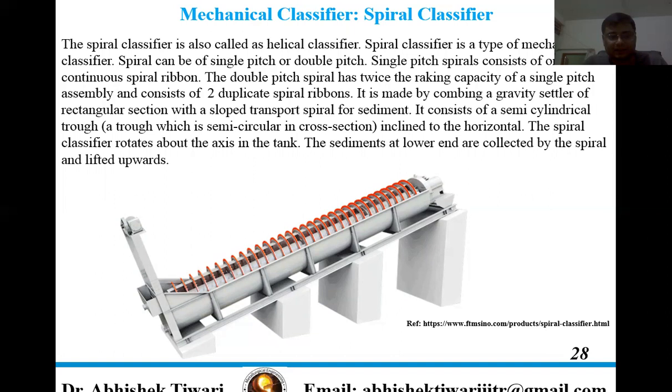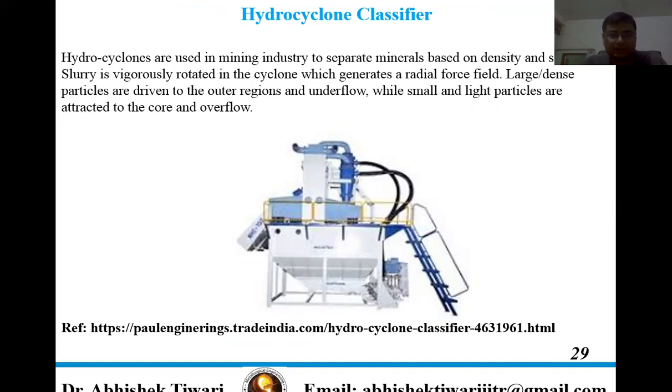Hydrocyclone classifier. Hydrocyclones are used in the mining industry to separate minerals based on density and size. Slurry is vigorously rotated in the cyclone, which generates a radial force field, and large and dense particles are driven to the outer regions and underflow, while the small and light particles are attracted to the core and overflow. So this is the typical figure for a hydrocyclone classifier.